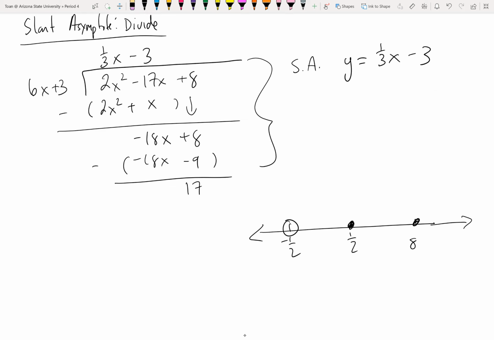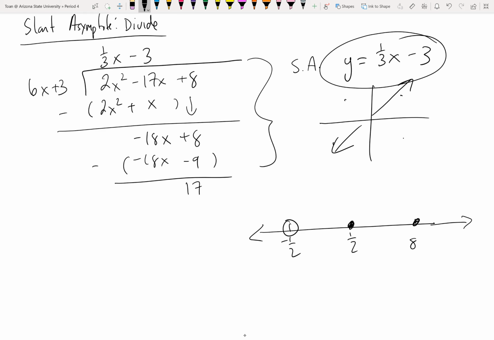y equals 1/3 x minus 3. You guys agree that's just a regular line? So in terms of end behavior, just use it informally. What does that line look like if we were to sketch it? What was the behavior? Up to the right and down to the left, right? Since this is a positive slope, up to the right, down to the left, I don't have to plug in numbers. I know to the left it's going to go down, and to the right it's going to go up. Easy peasy, right?